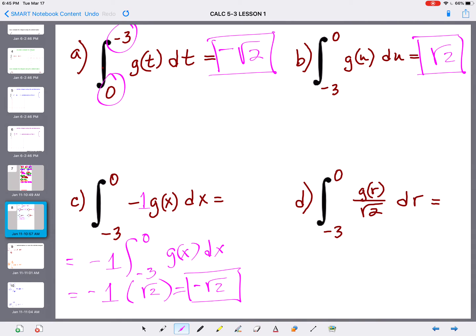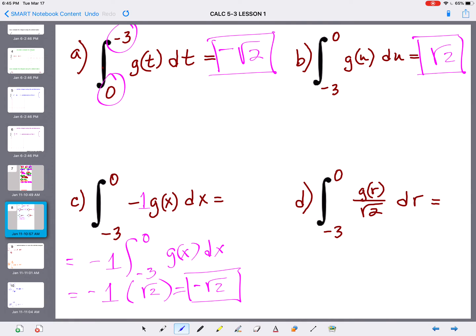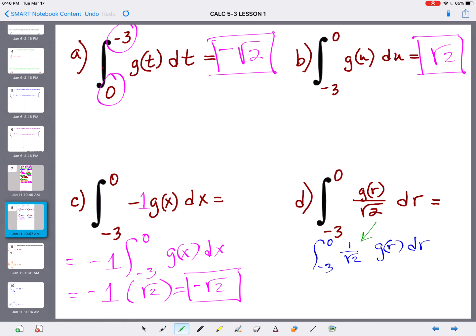D, let's look at D. Again, they have on D, they have a constant multiplied times the function. I'll show it to you here. We have -3 to 0. The constant is 1 over √2 times g of r dr. So this right here is the constant that I'm talking about.